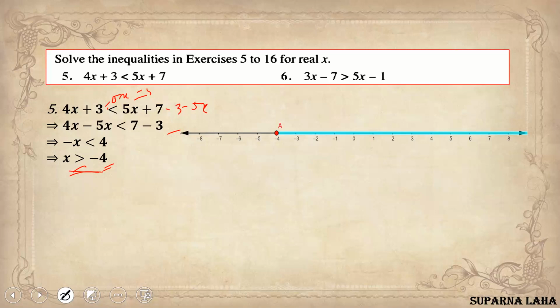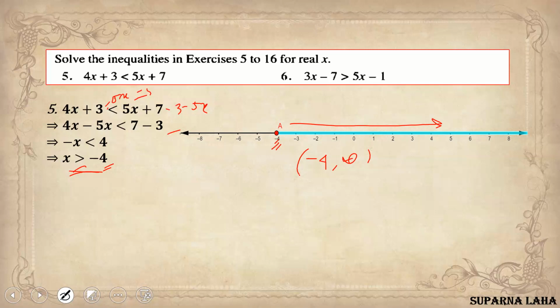So draw the number line. Since x is greater than, not greater than equal to, except this minus 4, all the elements bigger than minus 4 we will take as the solution set of this inequality. So the solution set can be written as minus 4 comma infinity, in open brackets. That means except this minus 4, we are taking just after minus 4 all the real numbers, up to infinity.